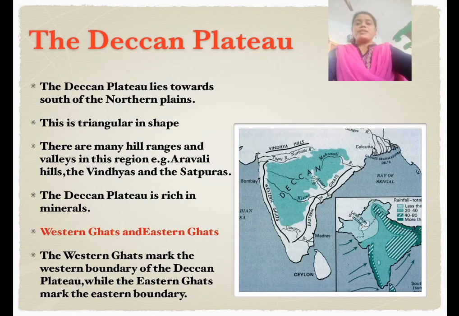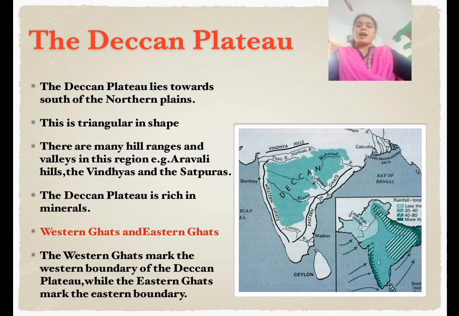Arabian Sea. The plateau is broadest in the north and is covered by lava flows. It has black soil which is good for cotton cultivation. The plateau spreads across the whole of Maharashtra, parts of Gujarat and Madhya Pradesh.